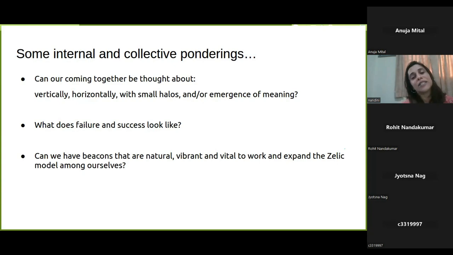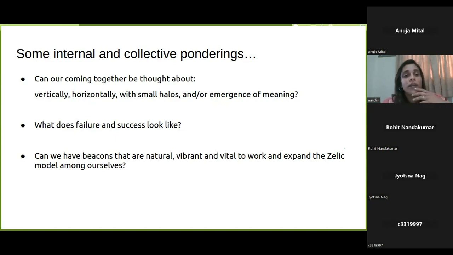Are there small halo projects? Like, are there lots of very small but cool things that we can do that give you a halo or make you feel good? Or some people feel like, hey, that's a cool project that we could do in our sites, even though they might not have large scale changes. And is there also an emergence of meaning that can come together? In terms of, is there an emergence of meaning, for instance, on what are collaborations versus partnerships, right? So can our coming together be thought about in these ways?